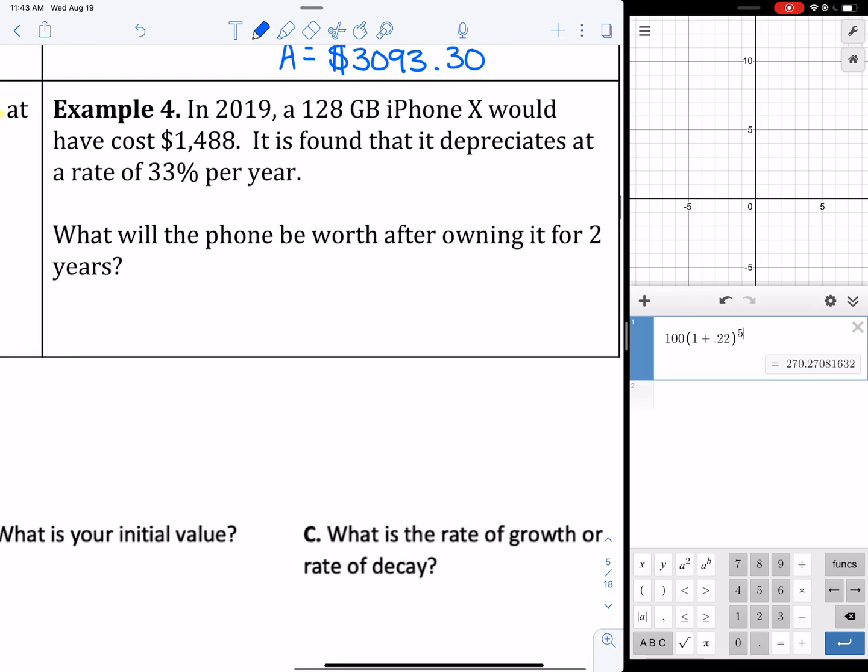Okay, our last example here says in 2019, a 128 gigabyte iPhone X would have cost $1,488. It is found that it depreciates. So there's your keyword. It's a D word that goes with decay. It depreciates at a rate of 33% per year.